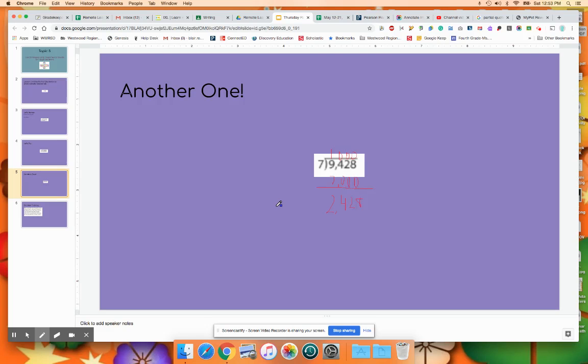7 goes into that how many times? I think of fact families, 3, right, and 21. So 300 times 7 gets you to 2,100. Let's try that. So boys and girls, you really have to know your multiplication tables. So we're at 328. I know 7 times 40 is going to be 280.